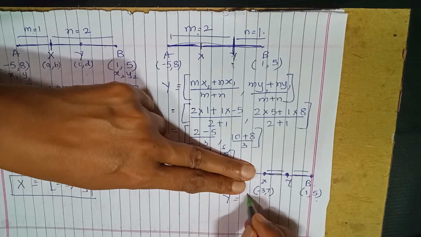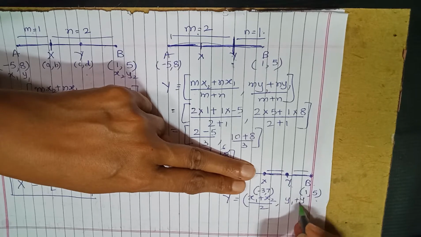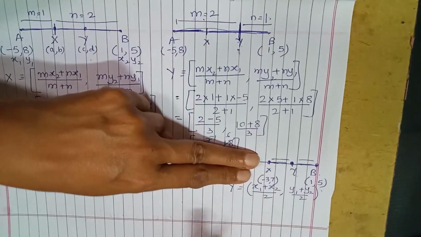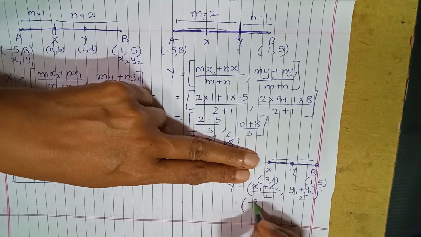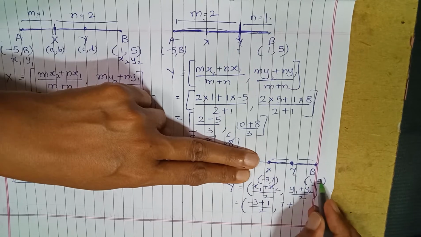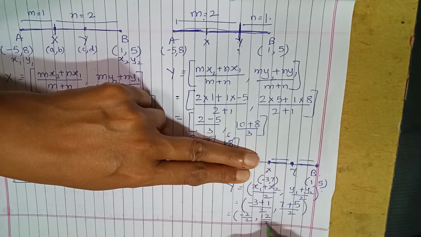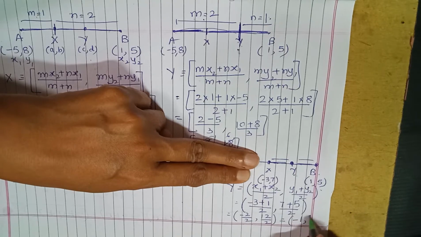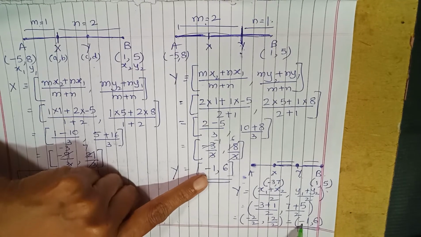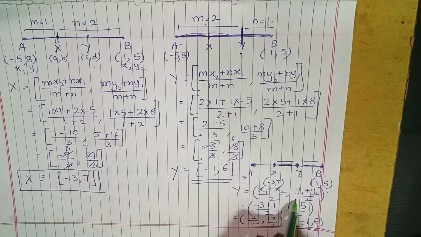Let us check. The midpoint formula is (x1 + x2) upon 2, (y1 + y2) upon 2. Now what is the value of x1? -3, plus 1 from here, upon 2. Then 7 + 5 upon 2. So what we get is -2 upon 2 and 12 upon 2, which is nothing but -1 and 6. So you can see here I got -1 and 6 here also, and I got -1 and 6 here also.